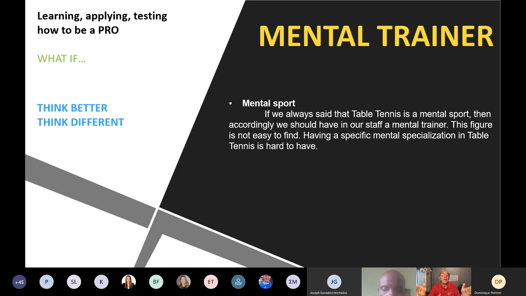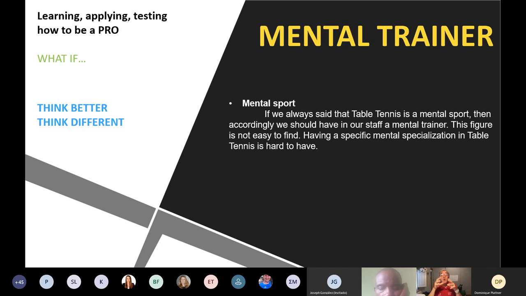The mental trainer, mental sport, we have said many times, think better, think different. So a good preparation in order to be mentally fit, but let's say specifically mentally fit for that match, for that particular commitment where you have to perform. So the mental trainer is very important. It's not easy to find. I have to say it's not easy to find, because a mental trainer is not just a doctor, a specialist, an expert on this matter, because he or she has to know the matter.